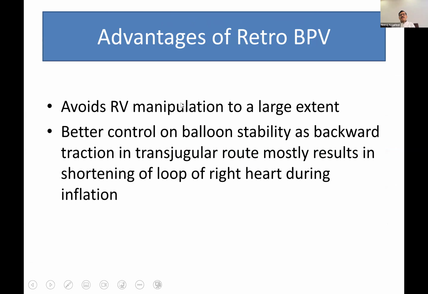But not all patients should go for an elective retrograde route. The advantage of retrograde BPV is that it avoids RV manipulation to a large extent, because you're not entering the RV. So in those with dysfunctional RV, you're not handling them, and RV-induced arrhythmias, VTs, are minimal here. Then there is better balloon stability compared to the transvenous route, because there was backward traction in the transvenous route, which leads to shortening of the loop of the right heart and causes hemodynamic compromise. There is no shortening of the loop here, and the balloon is more stable in the retrograde route. It's a straight route actually. From the ductus, you directly go to the valve and cross it.